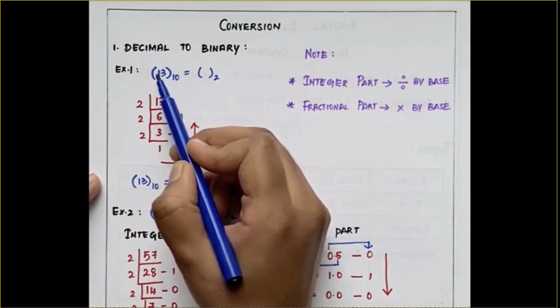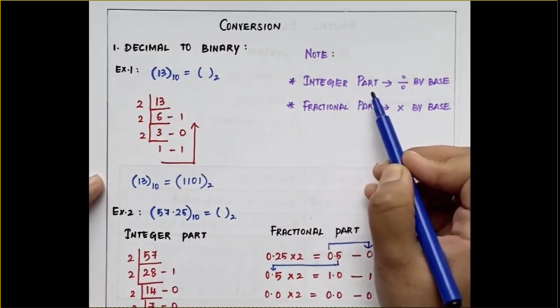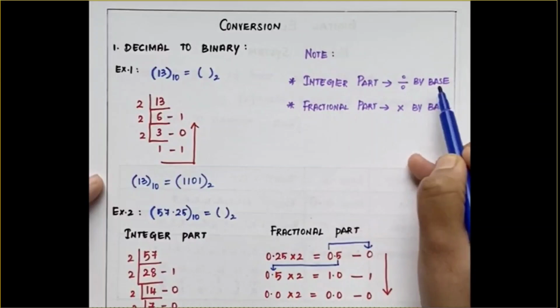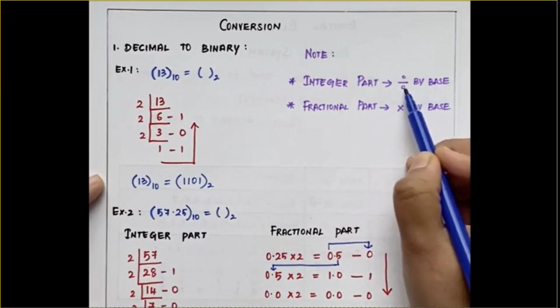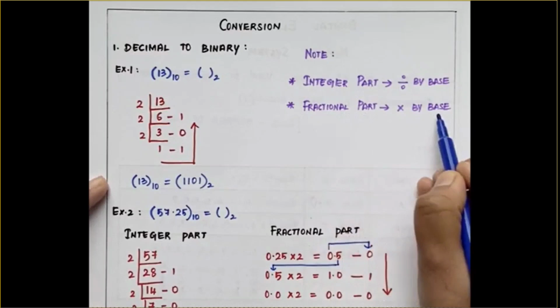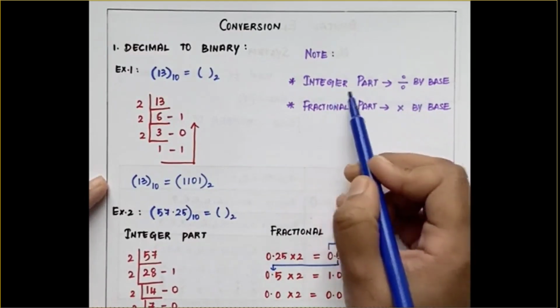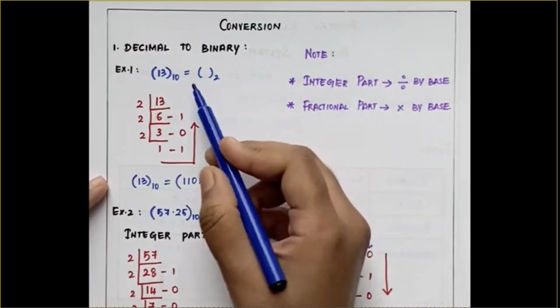It is given by integer part and fractional part. In case we have only integer part for any number, then we have to divide it by the corresponding base value. In case it has a fractional part, we have to multiply by its base value. So these are the rules and now we will follow them for the given example.